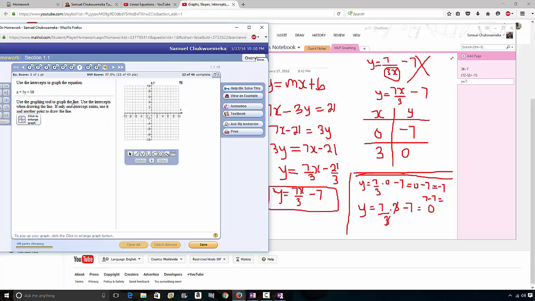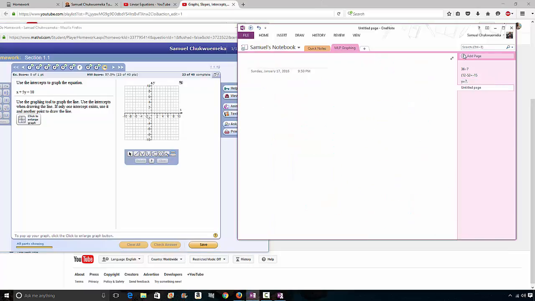Question 10, we do the same thing here. Let me add a new page here. So I have x plus 5y equal to 10. I want to put it in the form y equals mx plus b.